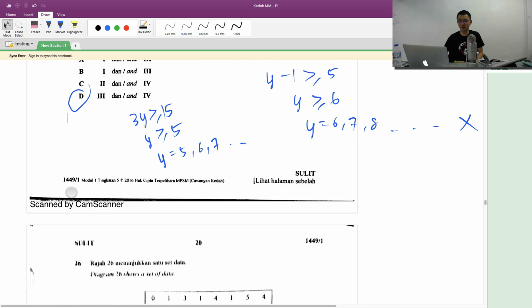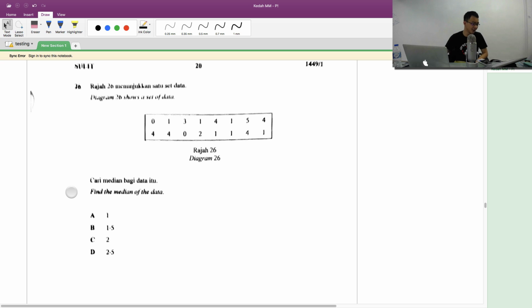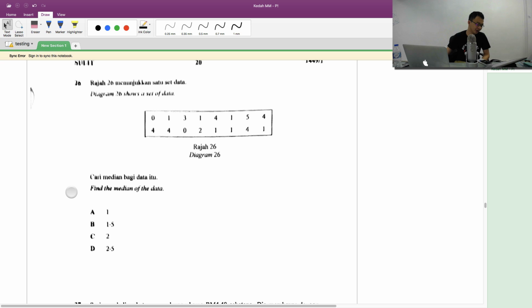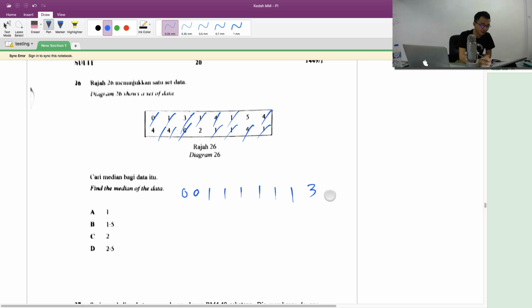Okay, this one just solve the inequality. Nothing very special. Alright, so in diagram 26, it shows a set of data. Find the median. Median basically is the middle value. In order to find the middle value, I will ask you to arrange it out. 0, I have 1, 2. 1, I have 1, 2, 3, 4, 5, 6. Then 3, I have 1 here. 4, I have 1, 2, 3, 4, 5.